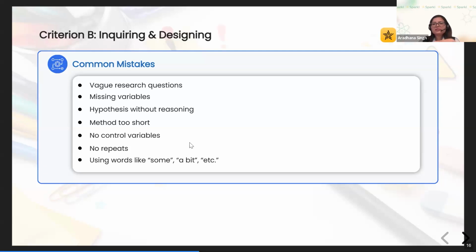No control variables. How many steps should a method usually be? Like around how many? Please come again, Chaya. How many steps should a method usually be? It depends on your investigation. So there is no fixed number which I can count and tell you that 5 steps or 6 steps. It depends on what you are going to investigate. So it is a very subjective matter.